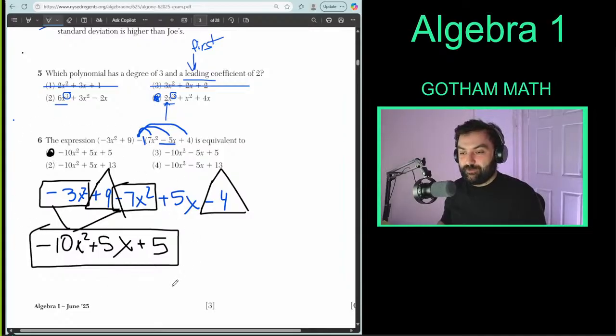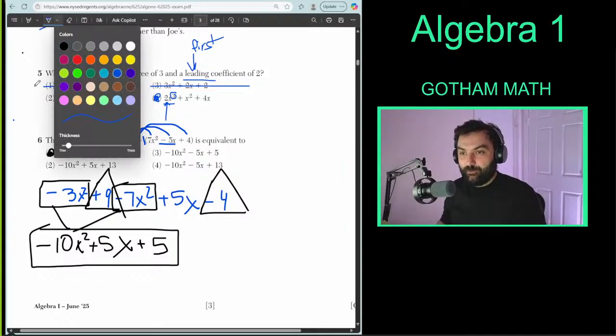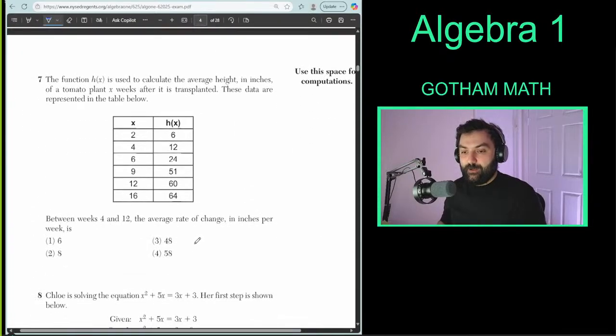And we're switching back to blue. All right, guys. Next question, number 7. The function h(x) is used to calculate the average height in inches of the tomato plant expected. Honestly, guys, I don't even read those things, to be honest. Like, who cares? Tomatoes, cucumbers, pineapples. This is what's important: between week 4 and week 12, the average rate of change in inches per week is.